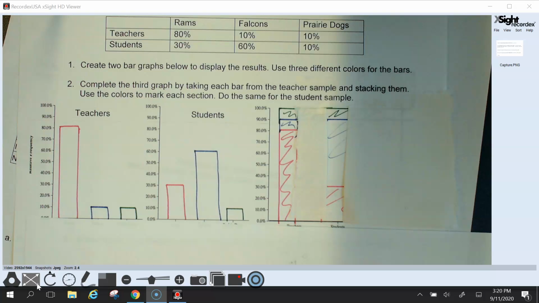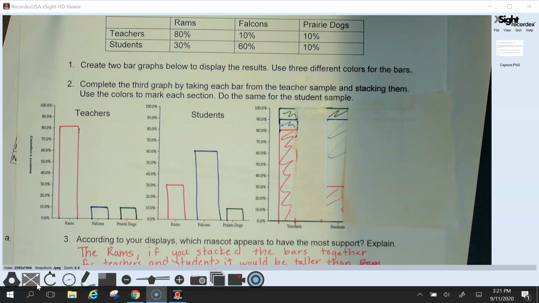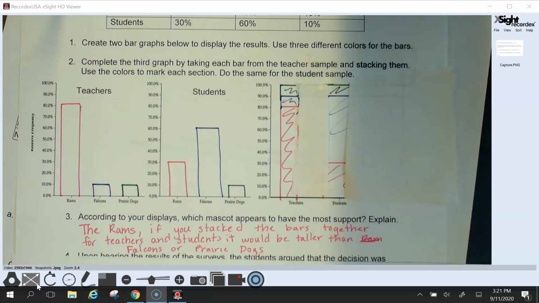Now, looking at this first question, it said, according to your displays, which mascot appears to have the most support? Explain. Well, I'm looking at the bars right here. The Rams, if I was to stack those, would be much taller than the Falcons or the Prairie Dogs. So that's what I chose for my answer.